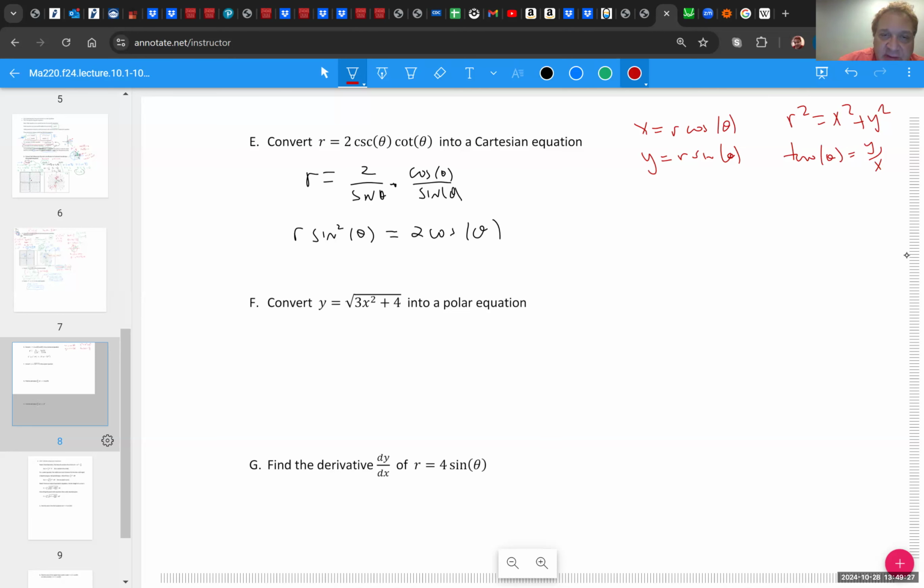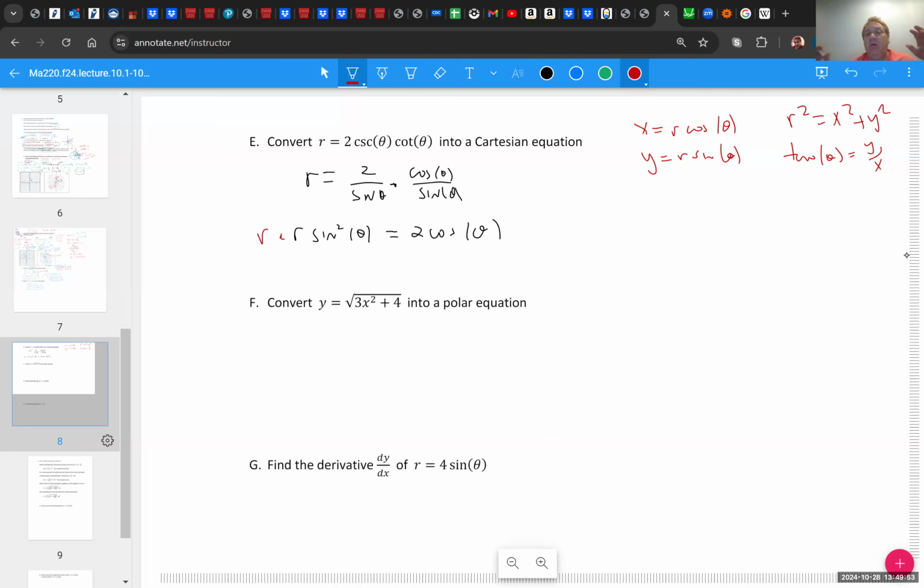So check this out. I'm going to divide by sine theta. Why am I doing that? Well, I have r sine theta. Actually, you know what I'm going to do? I'm not going to divide by sine theta because there's a problem with sine theta equaling 0 and dividing by 0, stuff like that. I'm going to do something smarter. I'm going to multiply both sides by r.